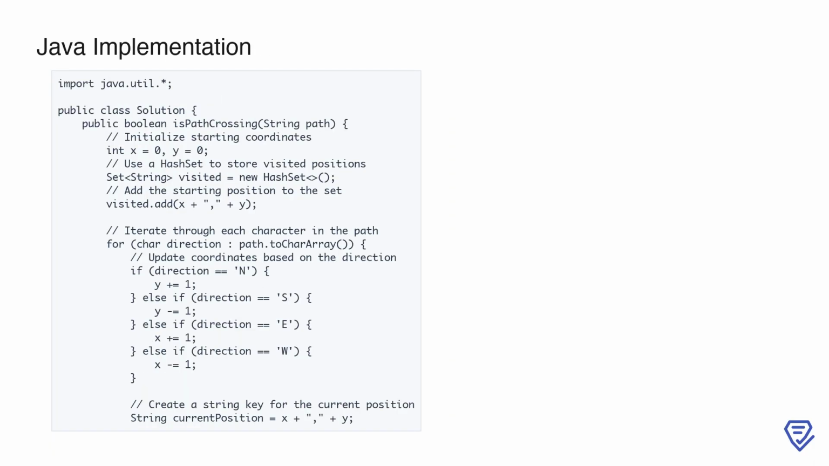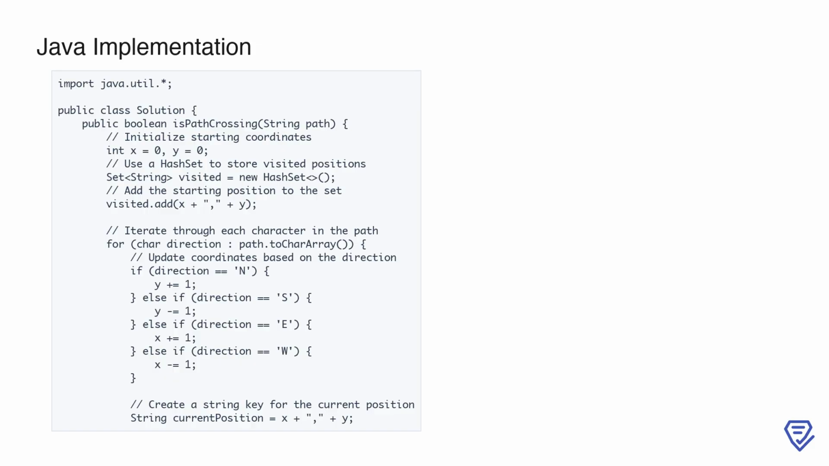Here, we start our Java implementation by importing the necessary packages and defining the solution class. Inside the class, we have the method isPathCrossing, which takes a string path as input. The first step is to initialize the starting coordinates, x and y, both set to 0. These represent our initial position on a grid. To track all visited positions, we use a hash set of strings, as it provides an efficient way to check whether a position has been visited before. The starting position, represented as the string "0,0", is added to the set to mark it as visited.